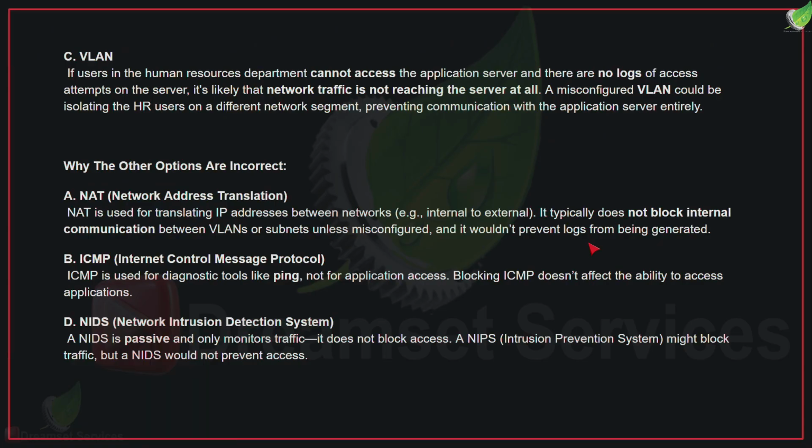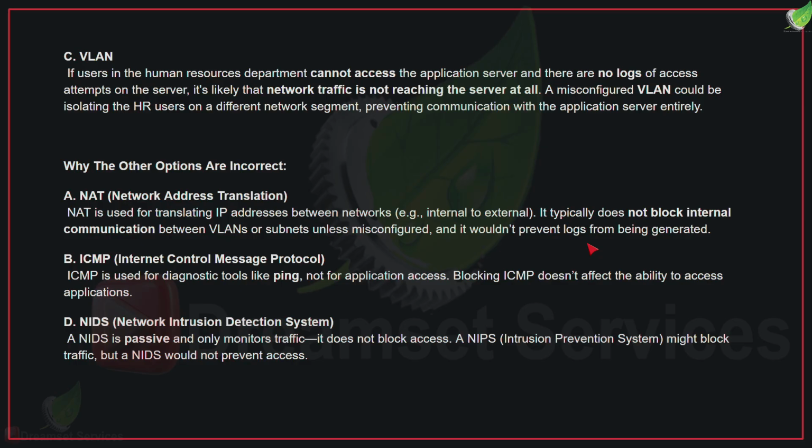VLAN. If users in the Human Resources Department cannot access the application server and there are no logs of access attempts on the server, it's likely that network traffic is not reaching the server at all. A misconfigured VLAN could be isolating the HR users on a different network segment, preventing communication with the application server entirely. Why the other options are incorrect?